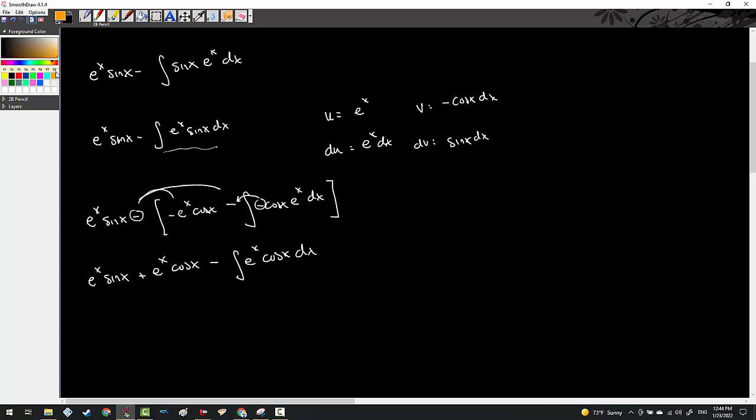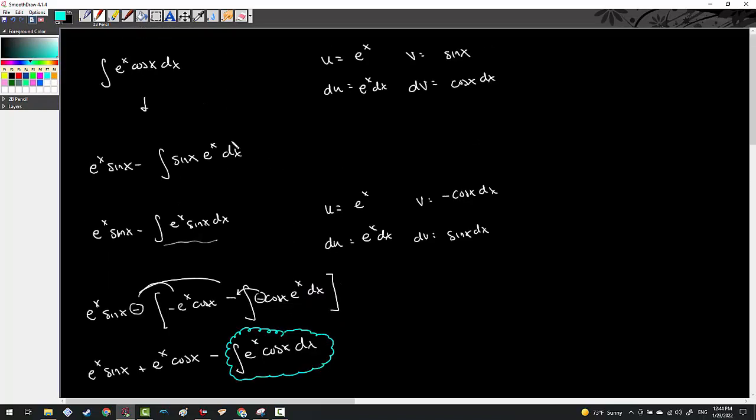Well, I want to draw your attention to this part of the problem right here, because if you notice, this is where we started. So if I do integration by parts again, I'm just going to end up with it again and again and again. This is deja vu right here, right? We've been in this place before.